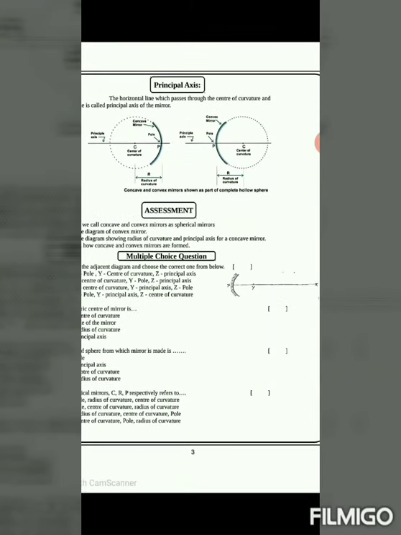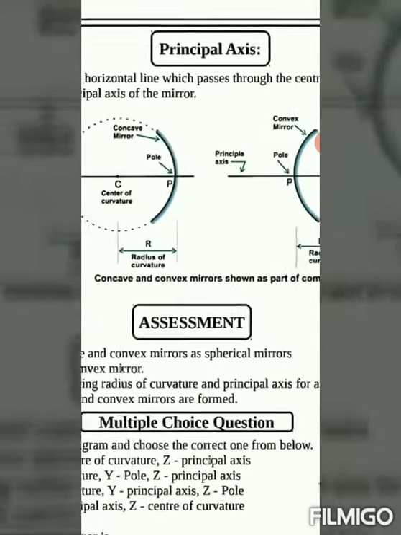Hi children. So I think this is the last definition in the first worksheet. Principal axis. See here now, again two diagrams are there. One belongs to convex, one belongs to concave. First you guess in that what is convex and what is concave. So just guess now.